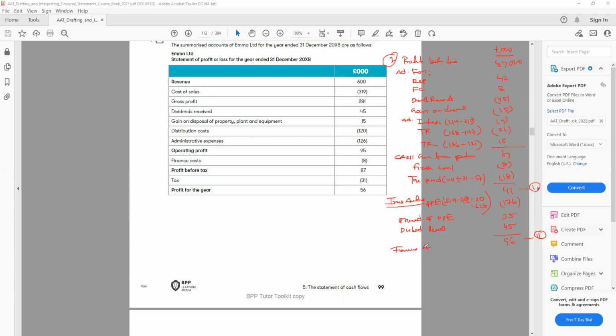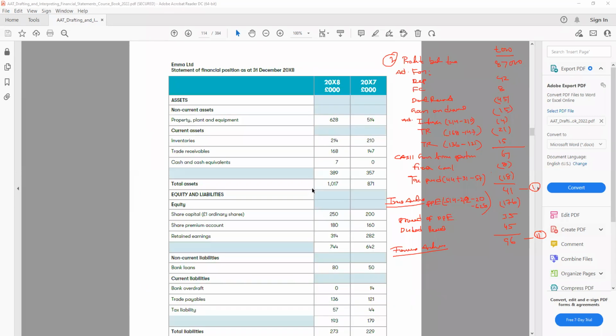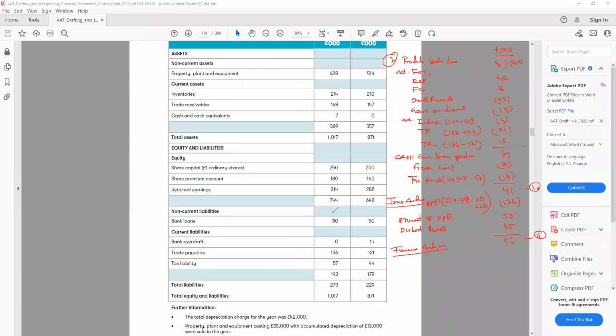Financing activities, that's the last one. Look at the share capital and share premium. As I said, we have added this together. It is increasing both. So 250 plus 180 minus 200 and 160. That will give us 70.